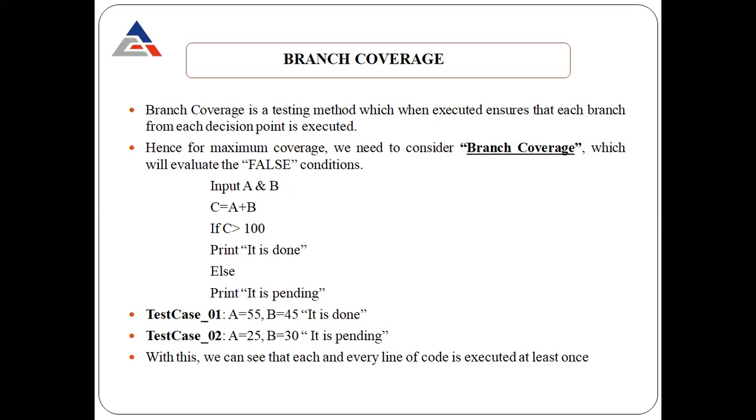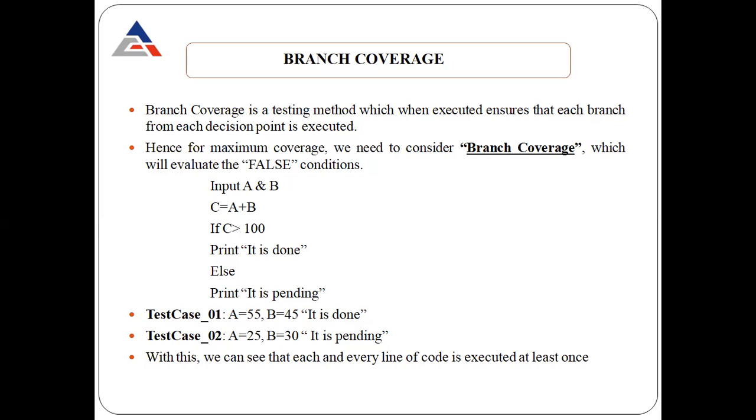So branch coverage is a testing method which, when executed, ensures that each branch from each decision point is executed. So in this case, we have only two branches. One is true and one is false. So we will take only two branches over here. Hence, for the maximum coverage we need to consider branch coverage, which will evaluate the false condition also. So in this case, we have some operation being performed on the true condition as well as some operation being performed on the false condition.